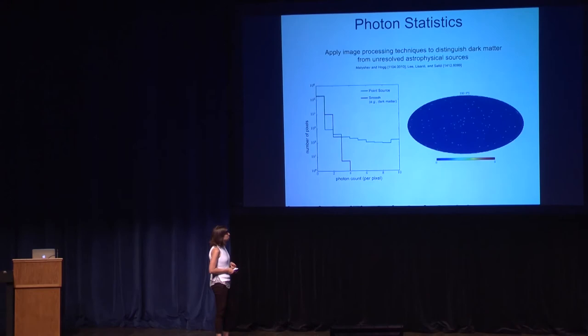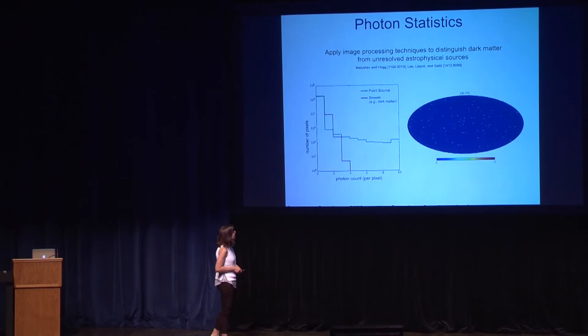To try to piece this out, this was work from a few years ago with Ben Safdi and Samuel Lee. We had developed this analysis procedure that allows you to tell the difference between having a collection of point sources that are unresolved and a smooth distribution of photons. The method just relies on sort of simple image processing methods.